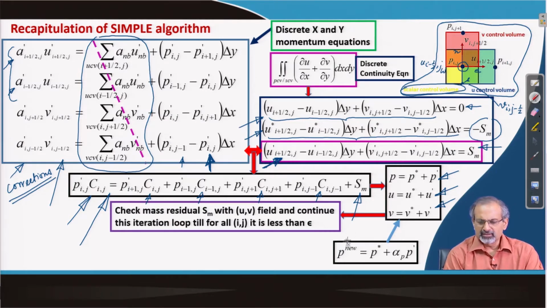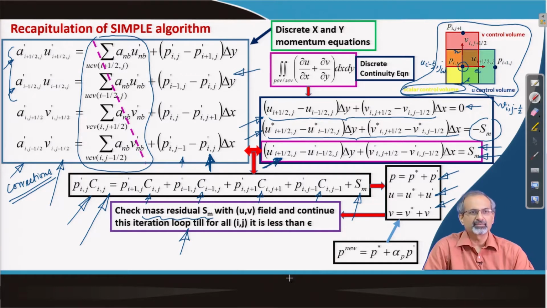And as you do all this, what are we going to do? We are going to check for the P dash field that you generate by solving this pressure Poisson equation iteratively. Once you generate the P dash field, from these equations you can generate the U dash and V dash fields, and then what do you check for? You essentially check for the new mass residual that the U dash and V dash fields generate. That means you go back to an equation of this form and see what happens to the right hand side. Is it reducing? If the algorithm is working perfectly, it should be reducing significantly.